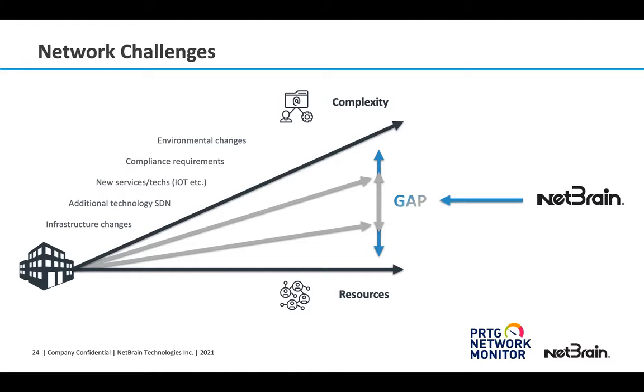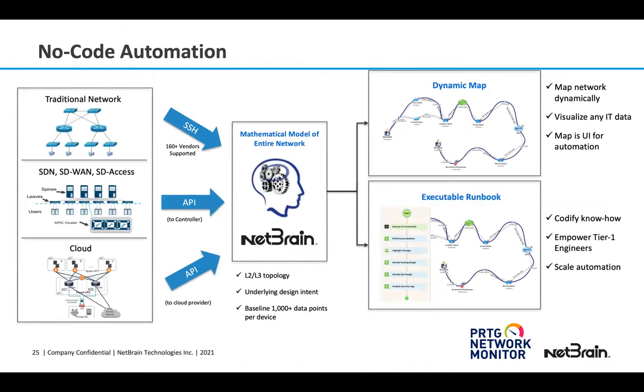Now, what NetBrain is here for is that NetBrain can actually help you. So NetBrain can help fill that gap and improve the overall effectiveness and efficiencies of the organization. Now, on the next slide, I'm going to explain how NetBrain provides no-code automation to help fill this gap.